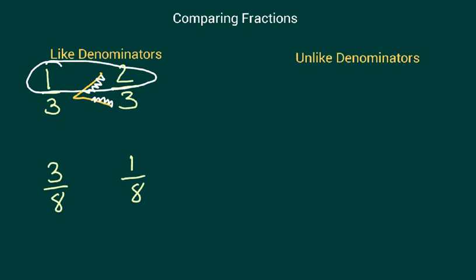Now let's look at our next example. We have 3/8 and 1/8. So looking here, I'm going to go up and look at my numerators. I have 3 and I have 1. 3 is larger than 1, so my alligator is going to eat the 3/8. So I have 3/8 is greater than 1/8.